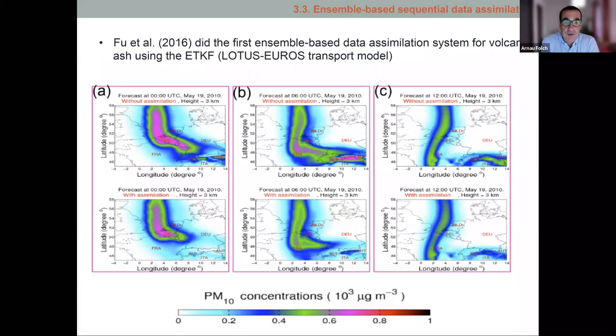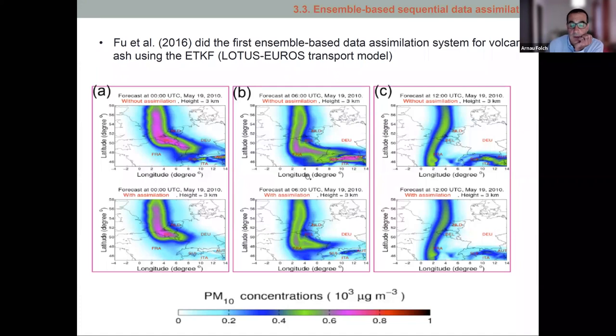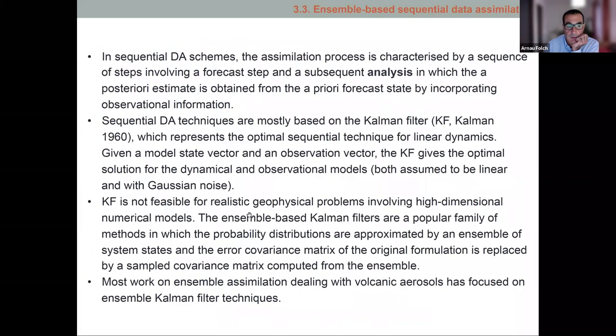Some authors were the first that applied these more classical sequential data assimilation strategies to volcanic clouds. And these are, for example, some results when they used this ensemble transform Kalman filter with the LOTOS-EUROS transport model. So what you see here is three different time instances and a comparison of the forecast without assimilation on the top and with data assimilation applying this ensemble transform Kalman filter. And well, as you can see, there are some differences, and in general, you also improve the forecast.